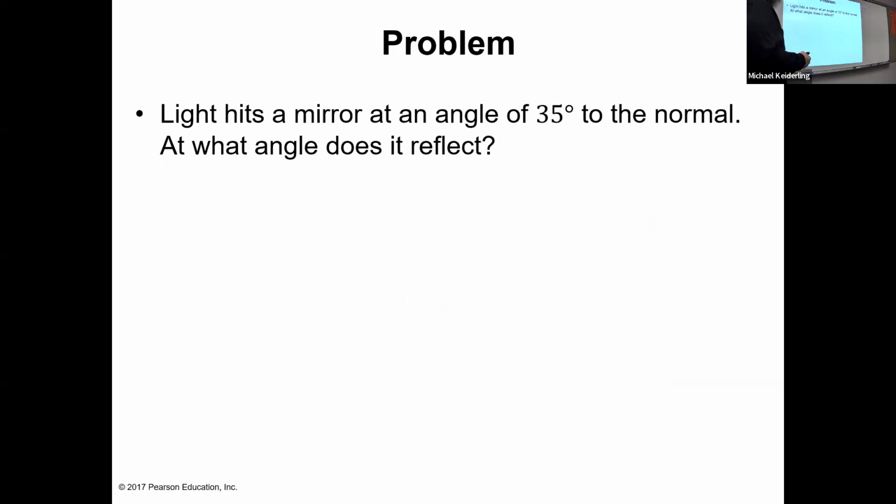So light hits a mirror at an angle of 35 degrees to the normal. Well, what angle does it reflect? Well, angle of incidence equals angle of reflection. And that will be 35 degrees.